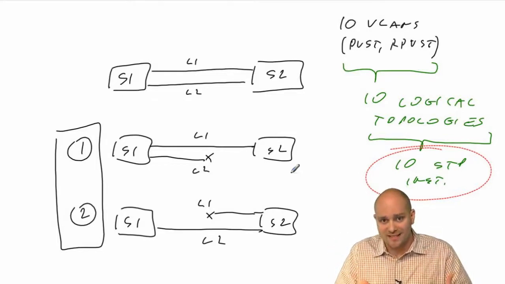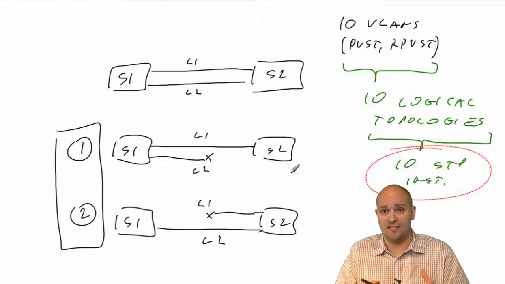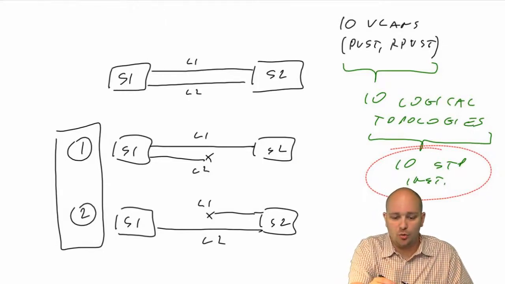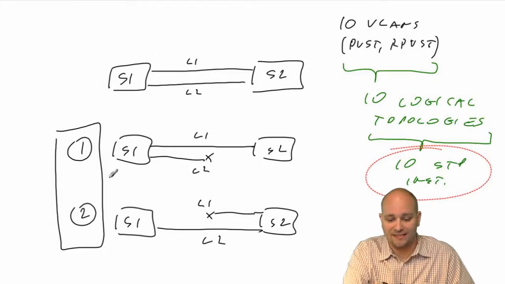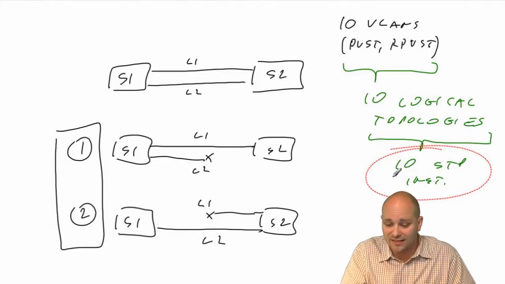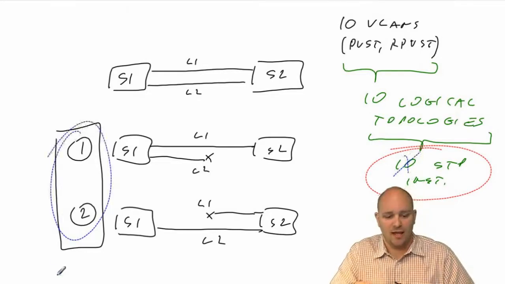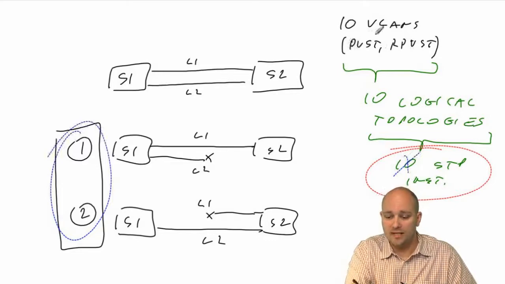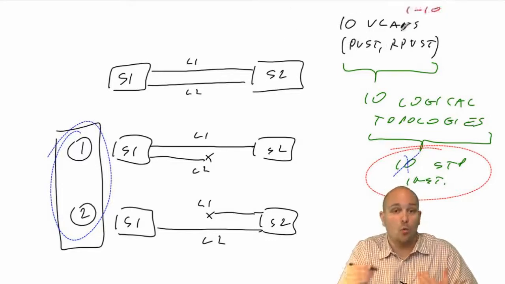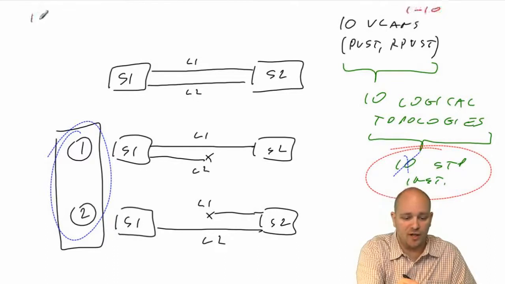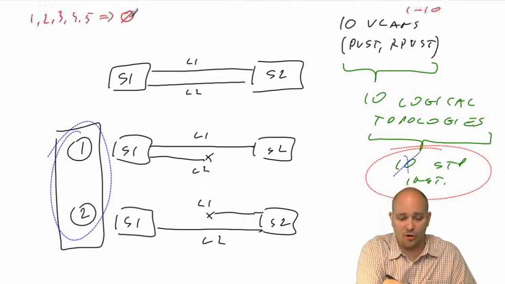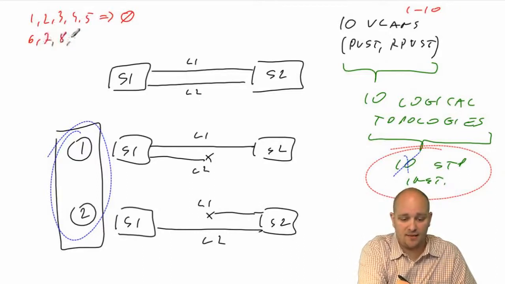In order to address this, MST allows us to map multiple VLANs to a single instance of spanning tree. So to solve this problem, to utilize all links in this network topology, we don't need 10 instances of spanning tree. We just need 2 instances of spanning tree. Let's say that in our example, these VLANs were VLANs 1 to 10. What we could do is map, for example, VLANs 1, 2, 3, 4, and 5 to instance 0, and map 6, 7, 8, 9, and 10 to instance 1.